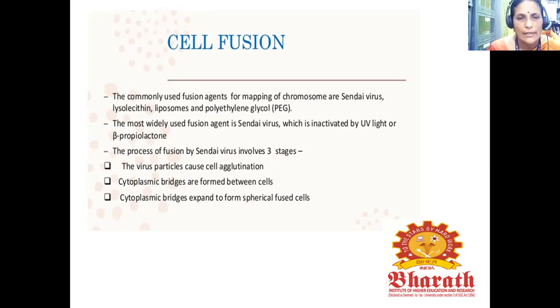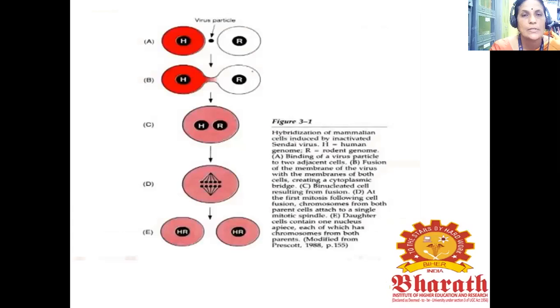The process of fusion by Sendai virus involves three stages. First, the virus particles cause cell agglutination. Second, cytoplasmic bridges are formed between cells. Third, the cytoplasmic bridges expand to form a spherical fused cell.